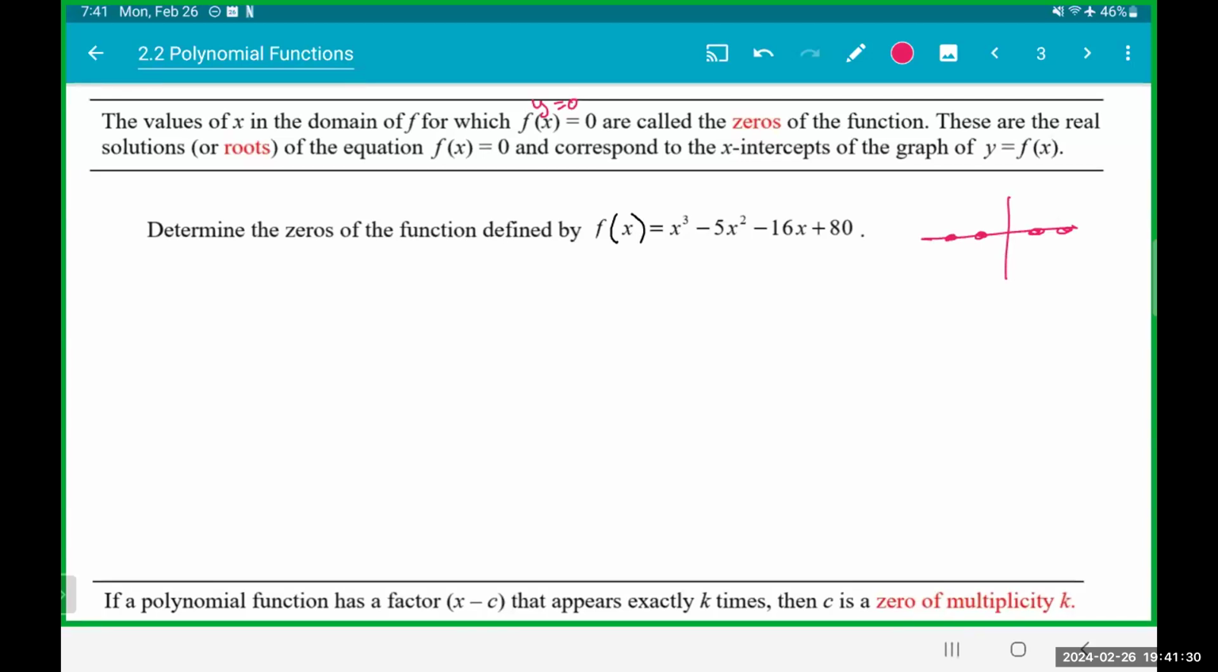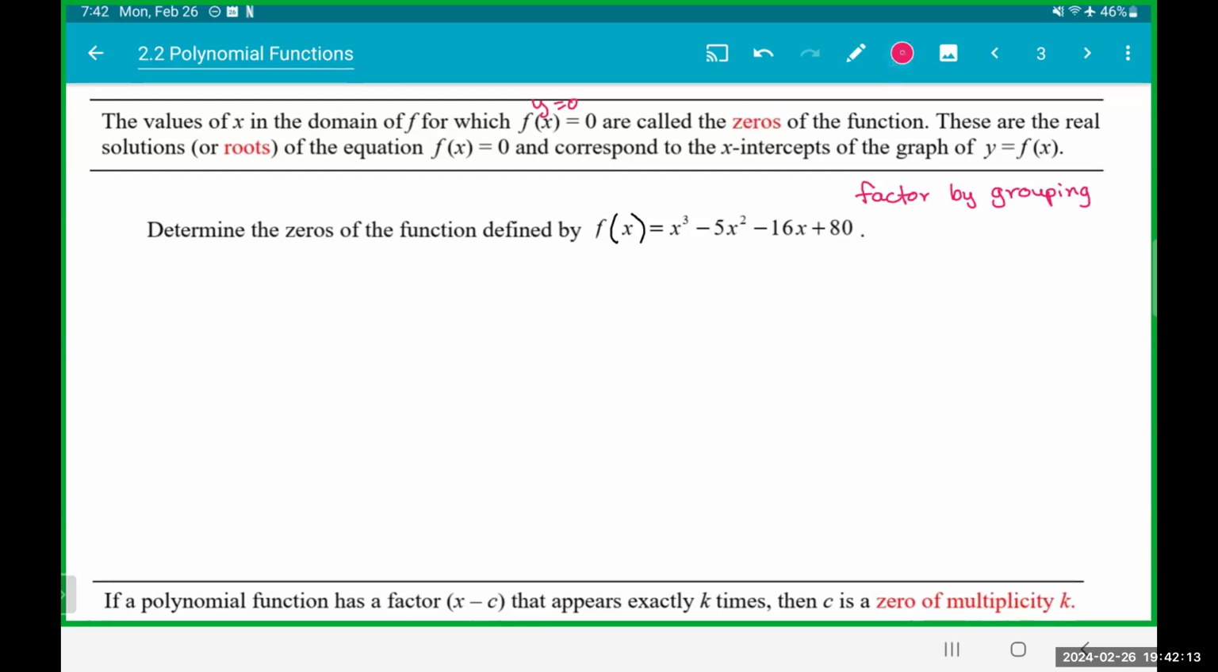So we want to determine the zeros of this function, x cubed minus 5x squared minus 16x plus 80. We're going to do what is called factoring by grouping. If you aren't super familiar with that term, I'm going to teach you how to do it, but if you want extra guidance, you can always go to Khan Academy and get some extra videos on that as well. Okay.